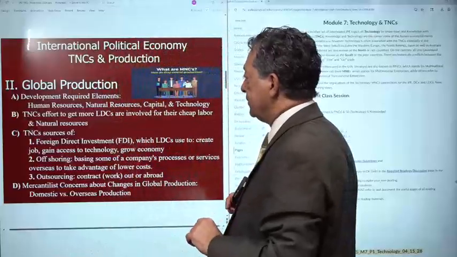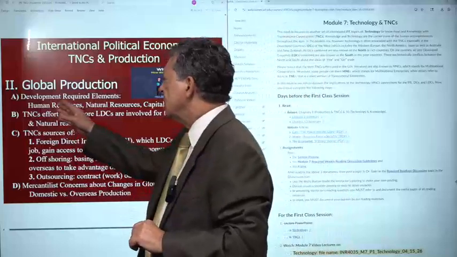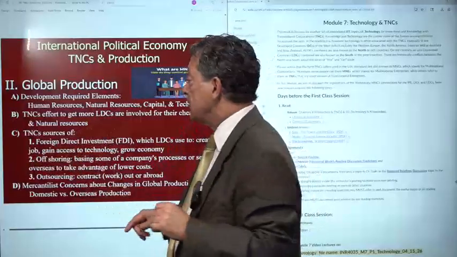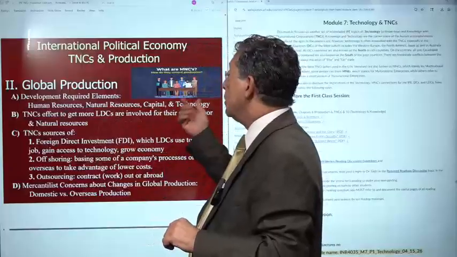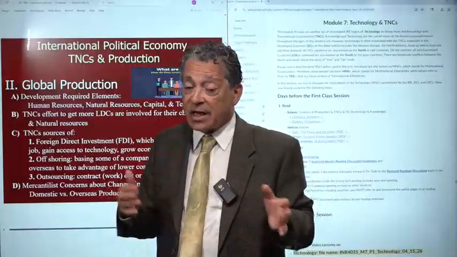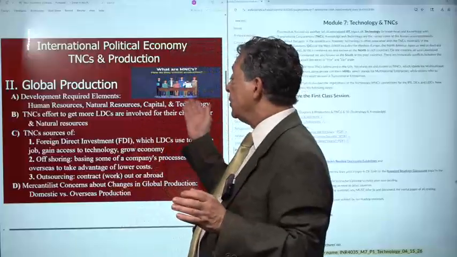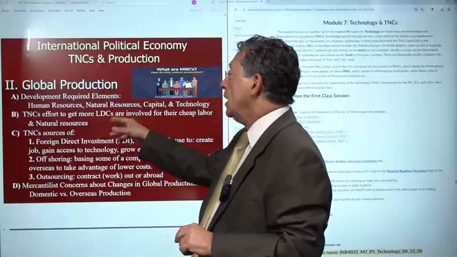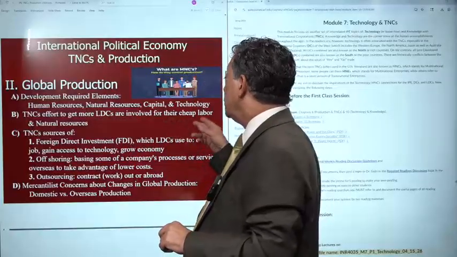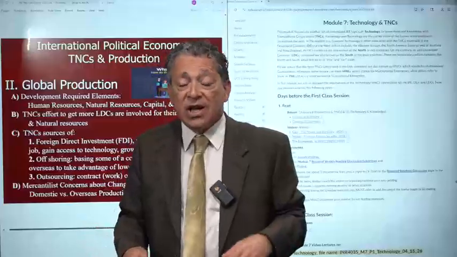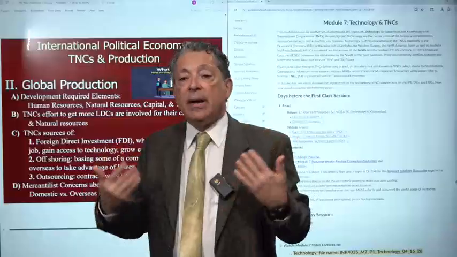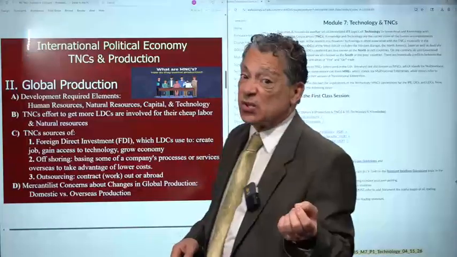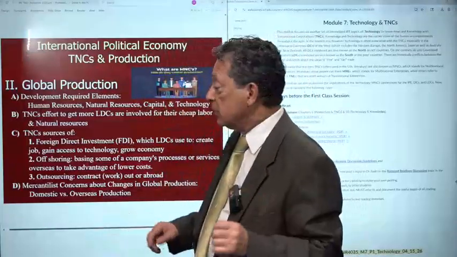So, global production. In global production, we can say the development requirement elements, remember, we talked about this one several times, is that right? Human resources, natural resources, capital, and technology. Well, guess what? MNCs can get these in many different ways. They can provide the capital, they can provide also many times the technology. Okay, so in the TNCs' effort to get more, LDCs are involved for their cheap labor and natural resources. So these MNCs can bring capital, they can bring the technology, but they love the cheap labor in the developing countries. Is that right? And the natural resources that they have. Usually, they're both relatively speaking very, very cheap.